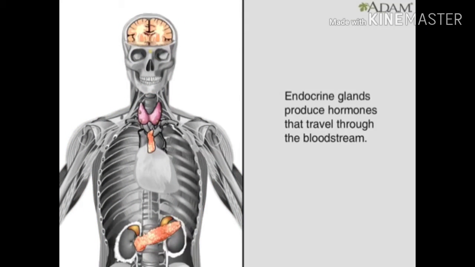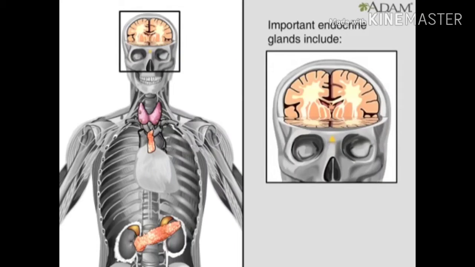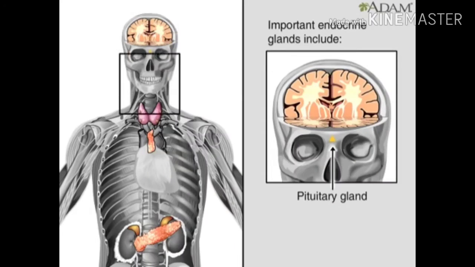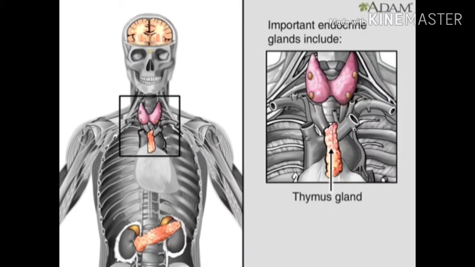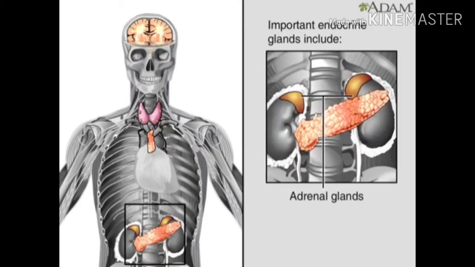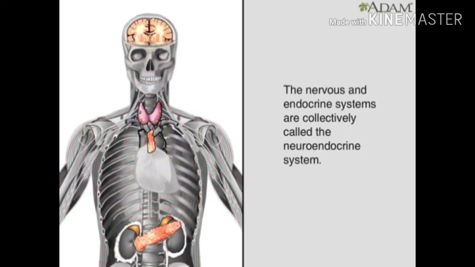The glands that make up the endocrine system produce chemical messengers called hormones that travel through the blood to other parts of the body. Important endocrine glands include the pituitary, thyroid, parathyroid, thymus, and adrenal glands. There are other glands that contain endocrine tissue and secrete hormones, including the pancreas, ovaries, and testes. The endocrine and nervous systems work closely together. The brain sends instructions to the endocrine system. In return, it gets constant feedback from the glands. The two systems together are called the neuroendocrine system.